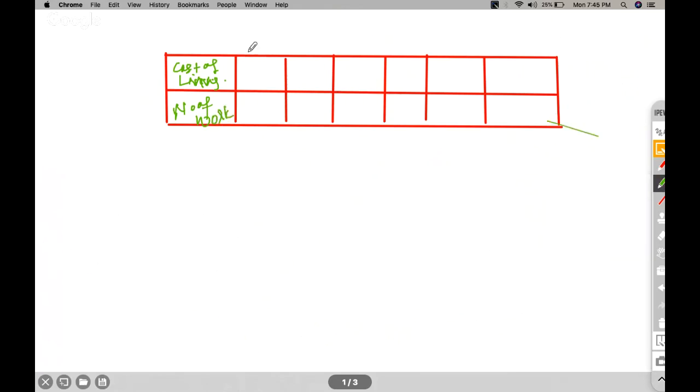So I give you a range here. This is 140 to 150, and here 5 people are there, and this cost of living has been given in terms of rupees. 150 to 160 I have 10, 160 to 170 I have 20, 170 to 180 I have 9, 180 to 190 I have 6, 190 to 200 I have 2.